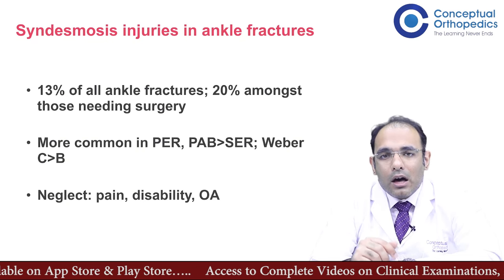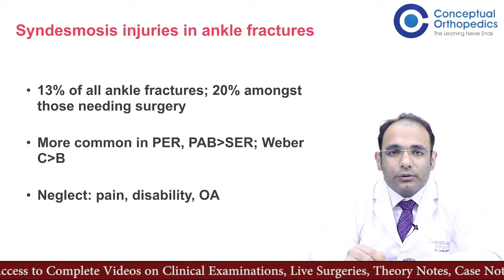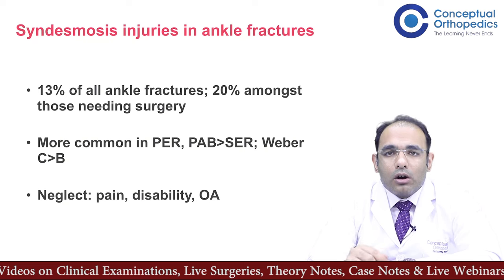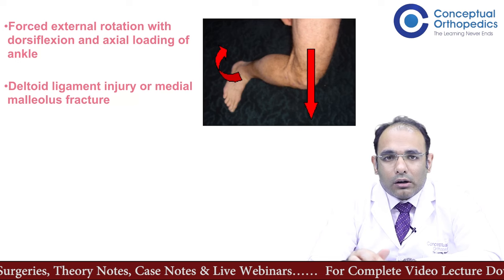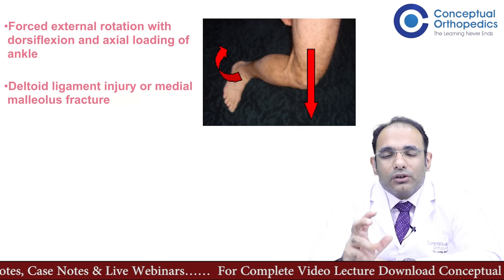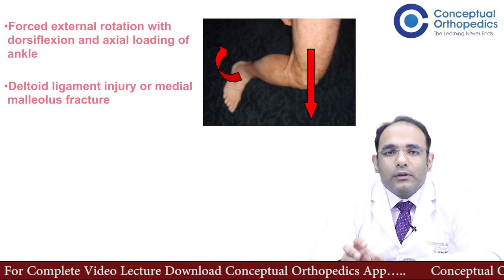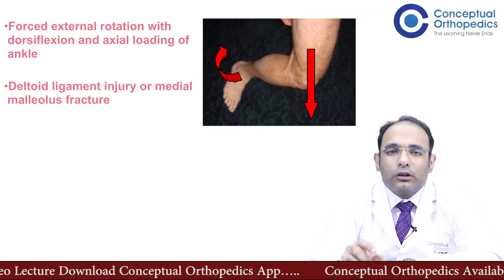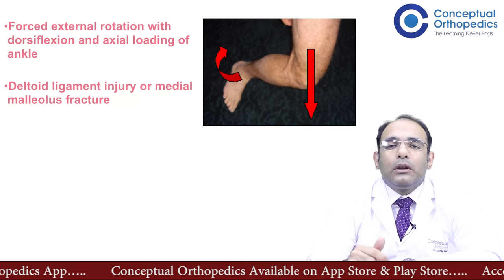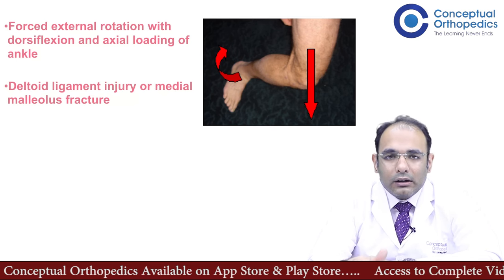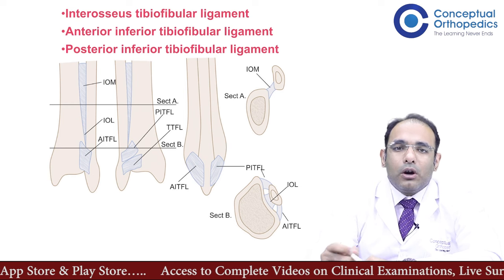Why this is important is because neglect of the syndesmosis or an improper reduction of the syndesmosis leads to pain, disability, or the start of osteoarthritis in the longer run. Syndesmosis injuries happen, as you saw in the video, with forced external rotation with the ankle in dorsiflexion along with axial loading of the ankle. If the injury involves the medial side as well, either the deltoid ligament can be torn or the medial malleolus can get fractured. Just briefly about the anatomy of the syndesmosis.